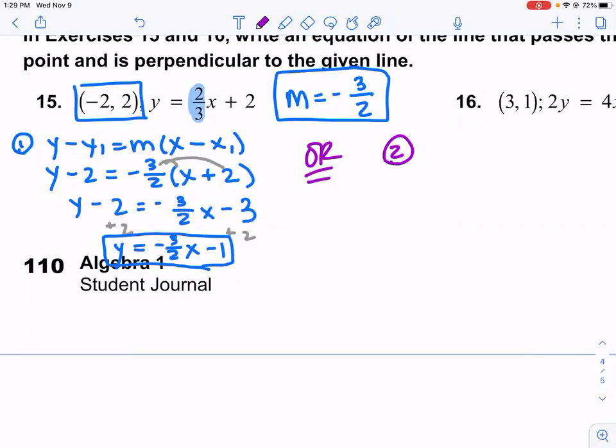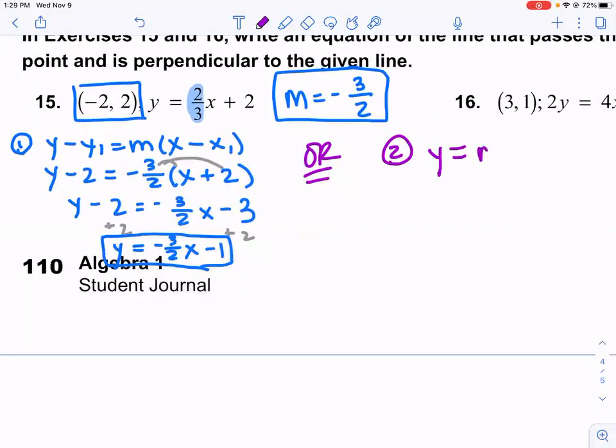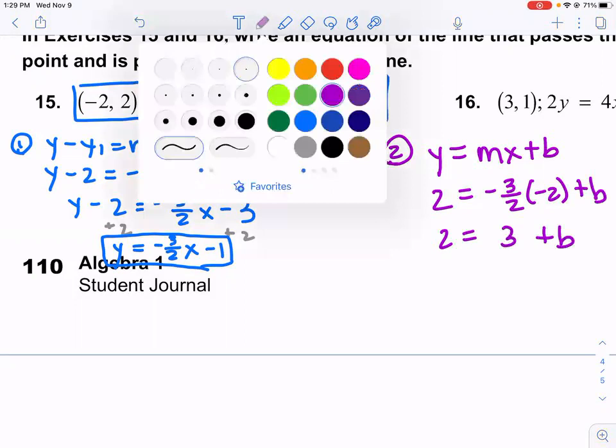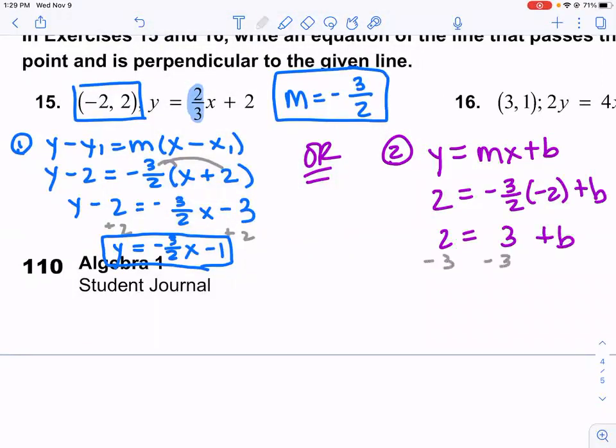Or if you want less algebra, y equals mx plus b. We've identified our slope is -3/2. We know that our x is -2, our y is 2. So let's solve for b. Help me out. What is -3/2 times -2? How about +3? Yeah. And when I subtract that 3 from both sides, we get, oh, b is -1. So y equals mx plus b.